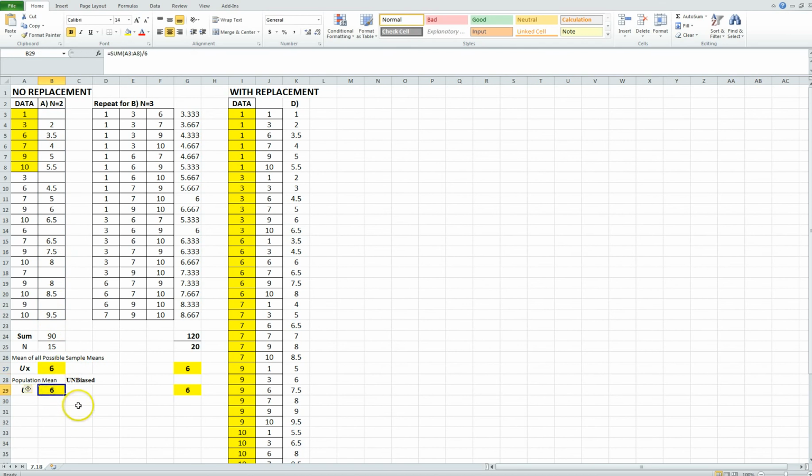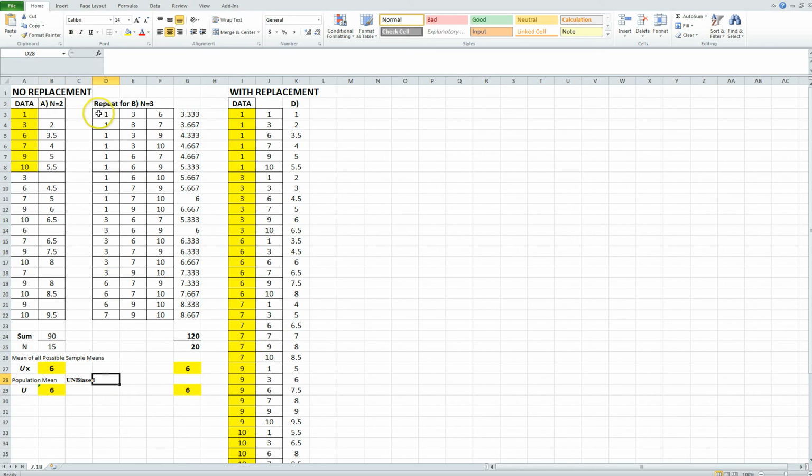Now, the population mean is simply the average of these numbers. You can put in the sum of those values divided by 6, or use the average function to get that. So that's A. Comparing 6 to 6, they're exactly the same, so this is unbiased.